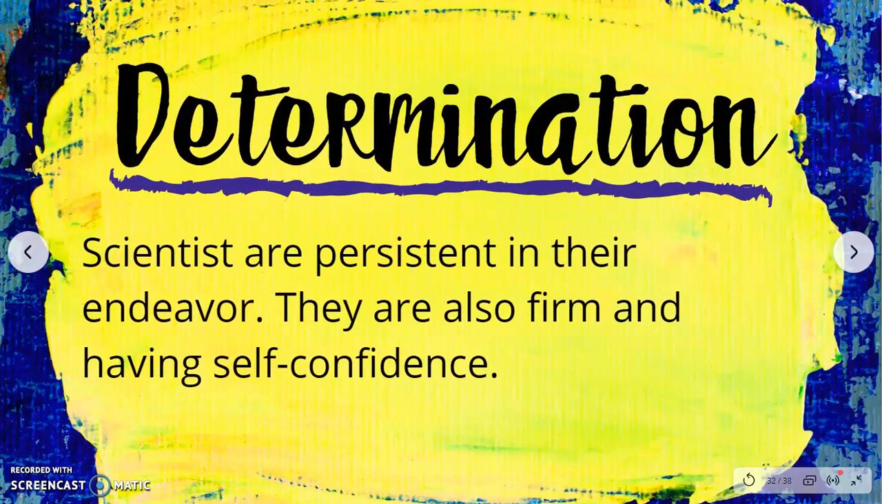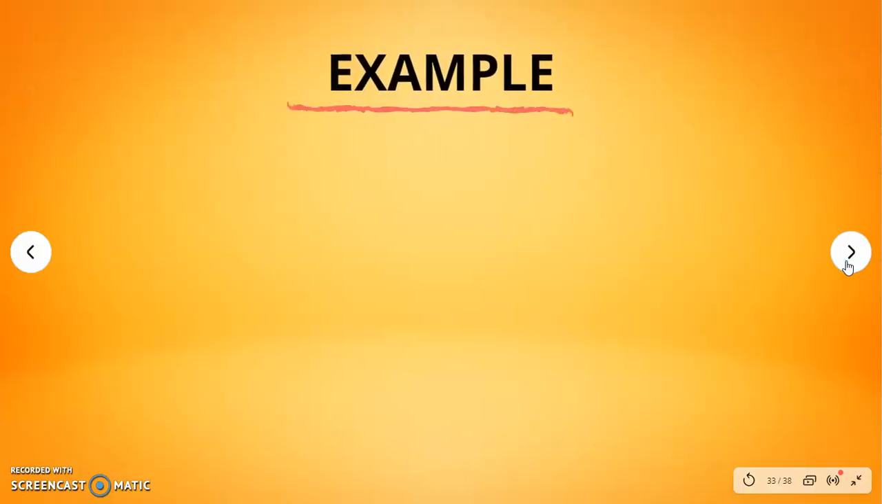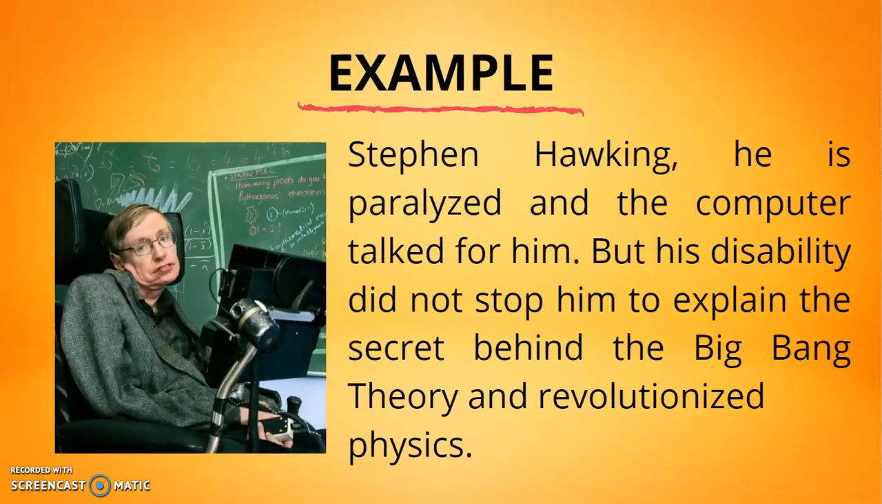And the last one is determination. Scientists are persistent in their endeavor. They are also firm in having self-confidence. The example is Stephen Hawking. He is paralyzed and a computer talks for him. But his disability did not stop him from explaining the secret behind the Big Bang Theory and revolutionizing physics.